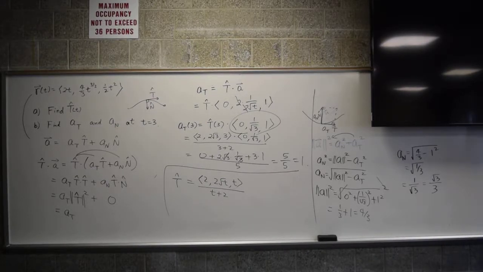So we see that the acceleration at t equals 3 has tangential component 1, which means, is it accelerating or decelerating? If at is 1, is it accelerating or decelerating? Accelerating. It's accelerating because at is positive. Now, if an is some number that's not 0, is it turning or is it going straight? If it's not 0, it's turning. So it's making a turn.